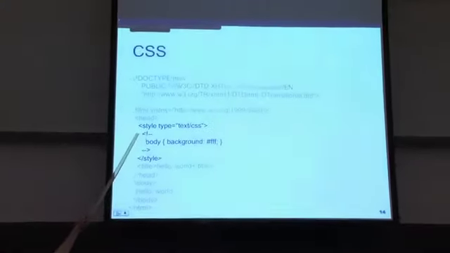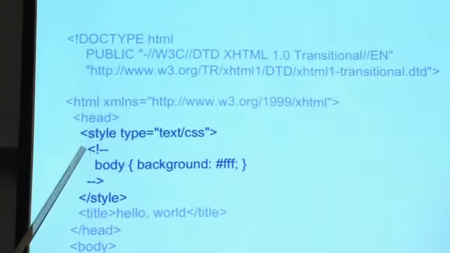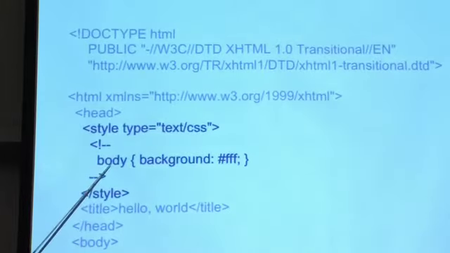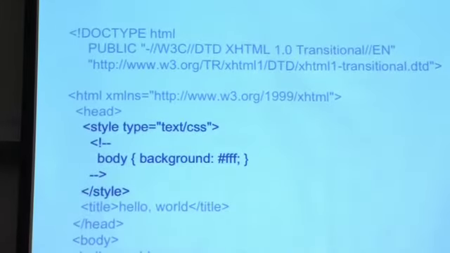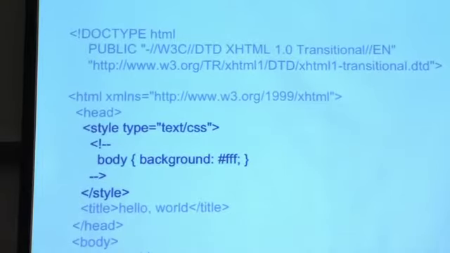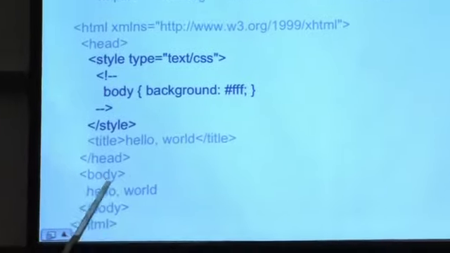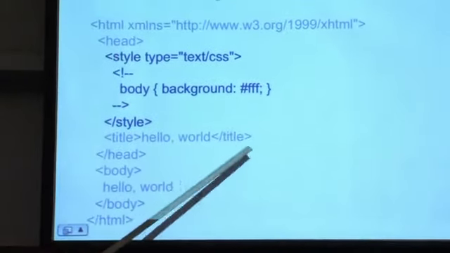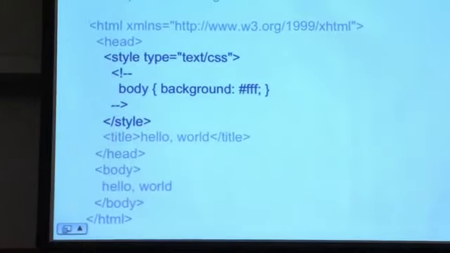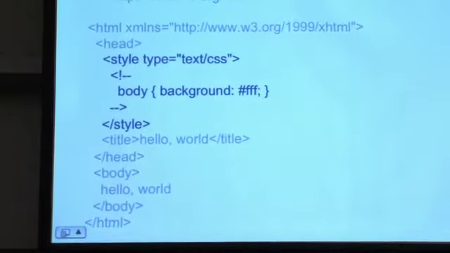Here is an inline cascading style sheet. Style tag, open and close, inside of which is some number of style sheet properties. In this case, you can kind of infer what this is doing. This is going to make the body element of my web page have a background color of white. And if you've never seen hex numbers before, also totally easy.